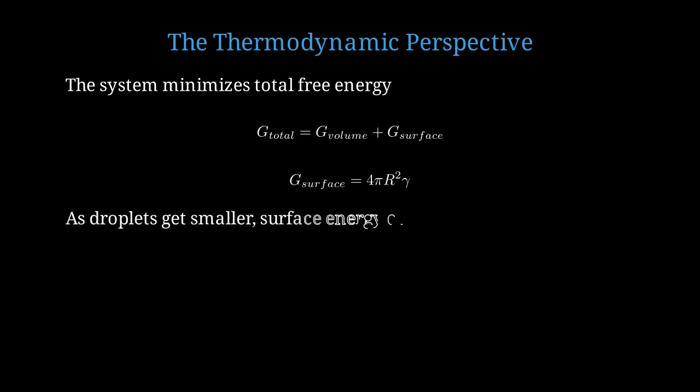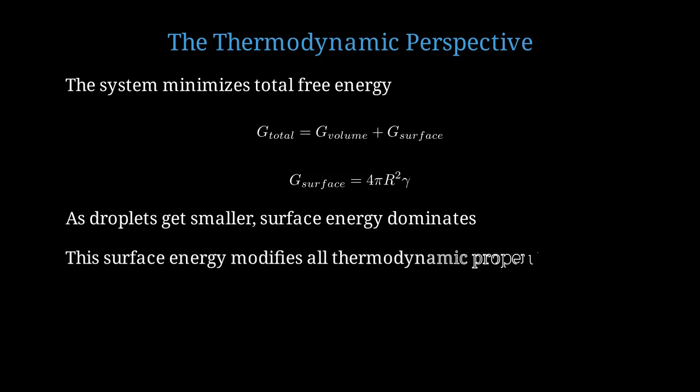As the radius decreases, the surface area to volume ratio increases. Surface energy, which is unfavorable, becomes increasingly important and eventually dominates the thermodynamics. This surface energy contribution modifies all thermodynamic properties, including chemical potential, solubility, vapor pressure, and melting point. The smaller the system, the more dominant these surface effects become.